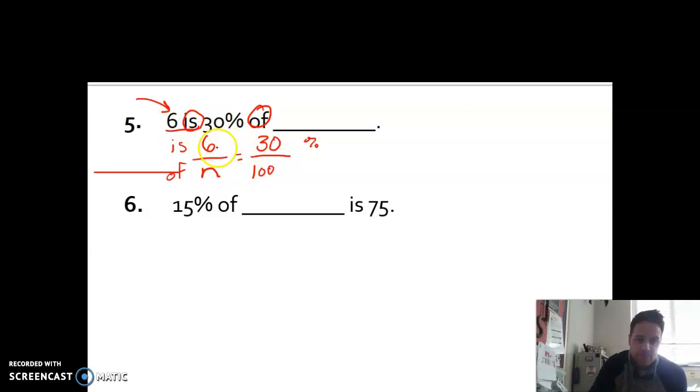Okay, 6 is 30%. That's just a part. I might do 6 times 5 is 30, and what times 5 is 100. I could do it that way. Or I could cross multiply. Either way, I'm going to get 20.